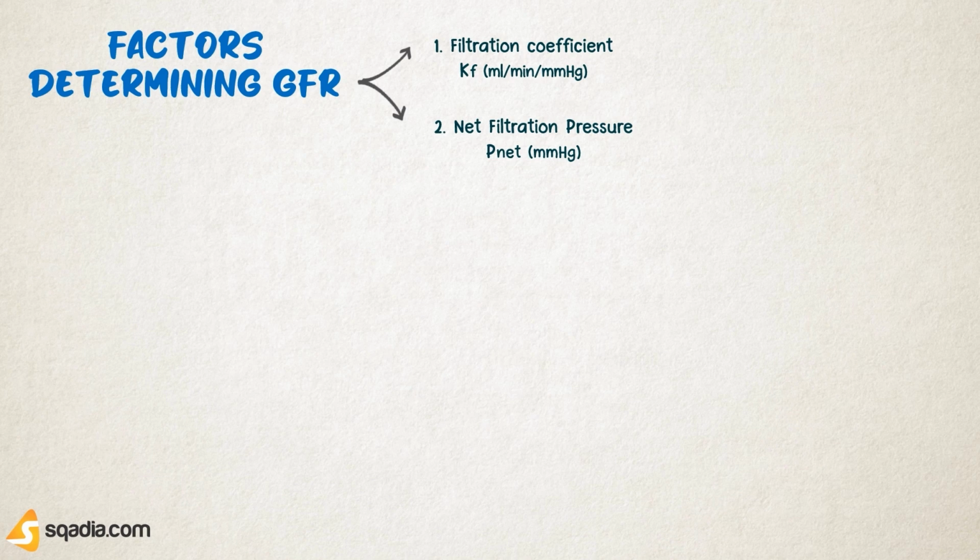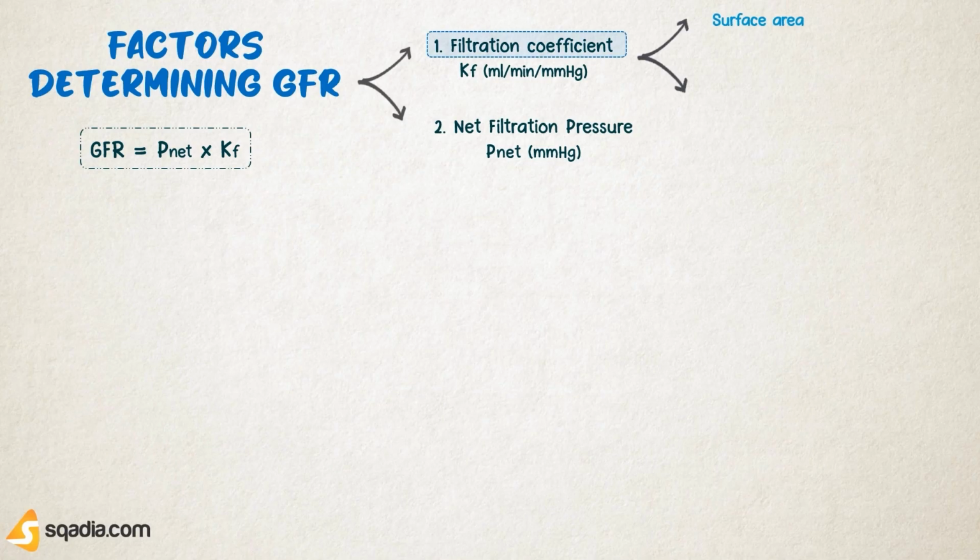So the GFR is simply the product of this net filtration pressure and the filtration coefficient. The filtration coefficient is proportional to the surface area of the glomerular filtering capillaries and also its fluid conductivity, or simply you can say the permeability of the filtering capillary, the glomerular capillaries.